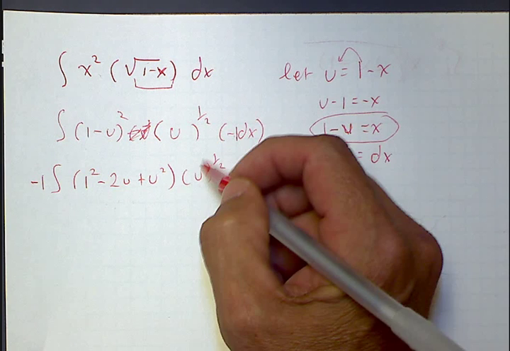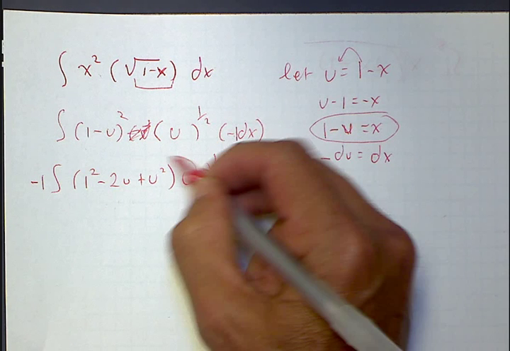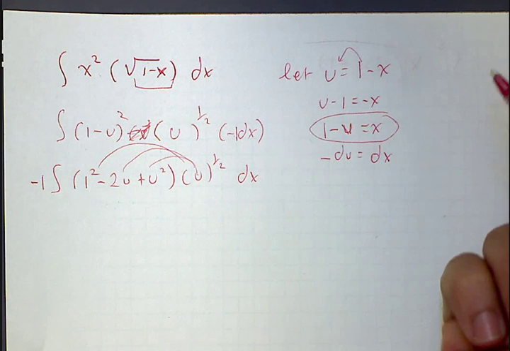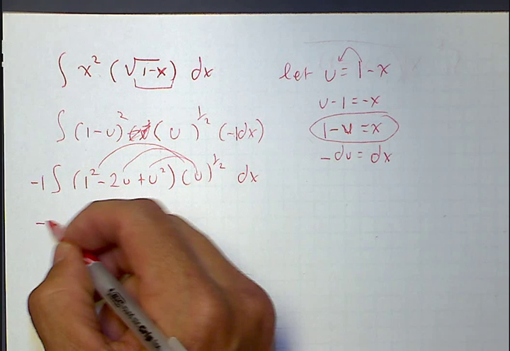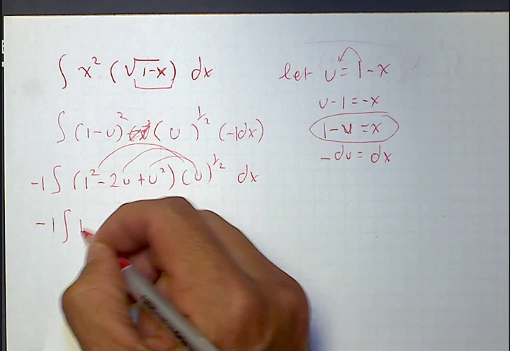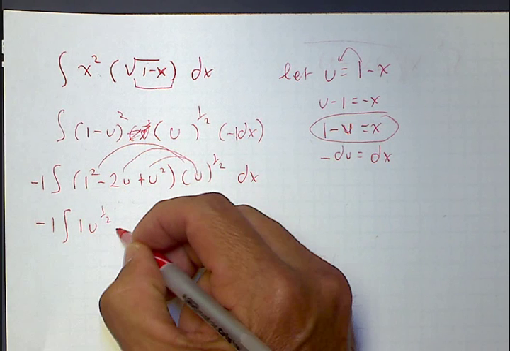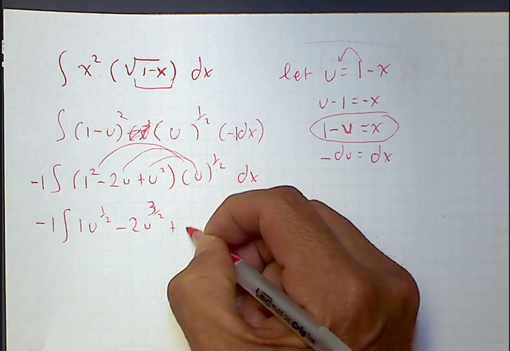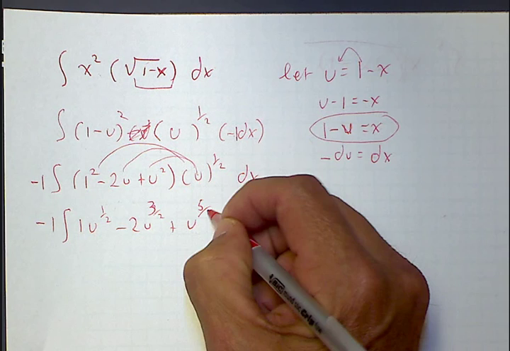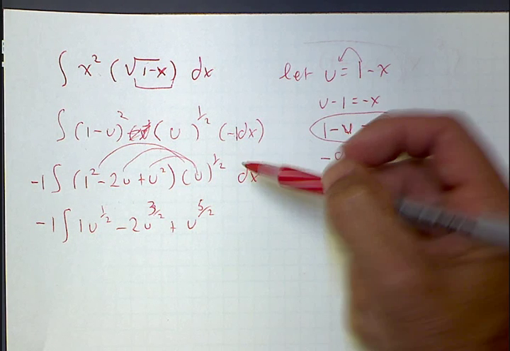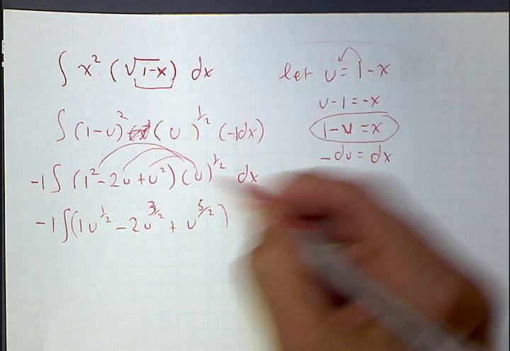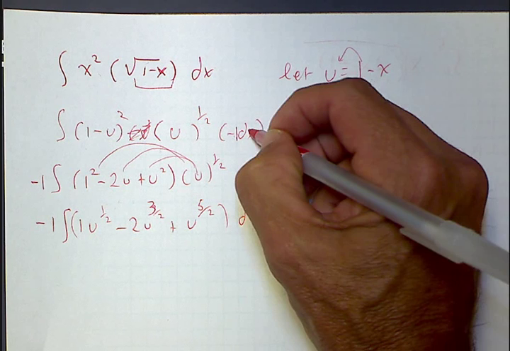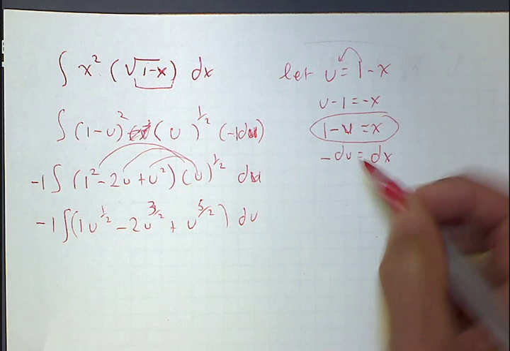Now, I still can't integrate this, but I can distribute it and turn it into 3 monomial terms that I can then integrate. So we have -1, the integral of 1u to the 1/2 minus 2u to the 3/2 plus u to the 5/2. All right, and this is all du. So this should be du right here, and this should be a du right here, and that should be a du right there. Sorry about that. So all the x's are gone, okay?